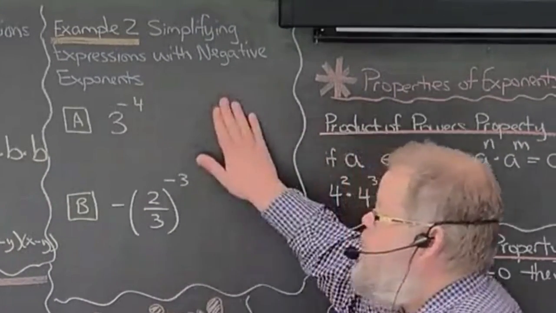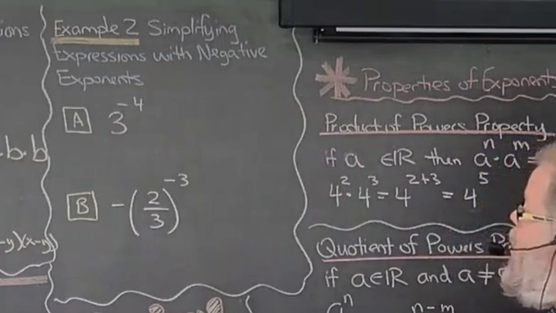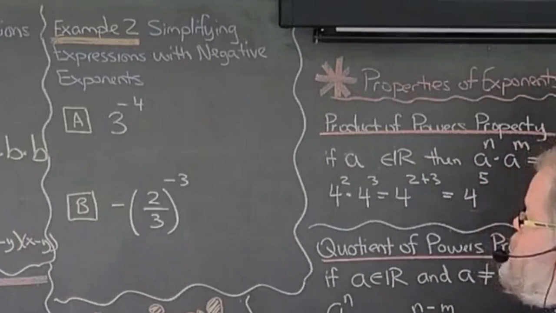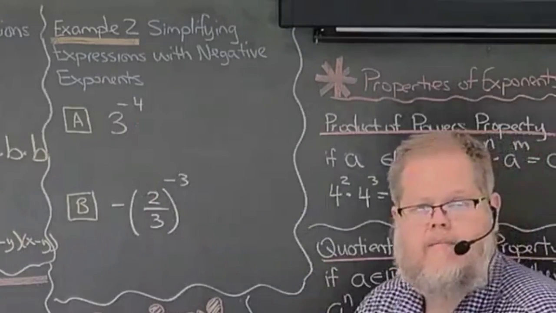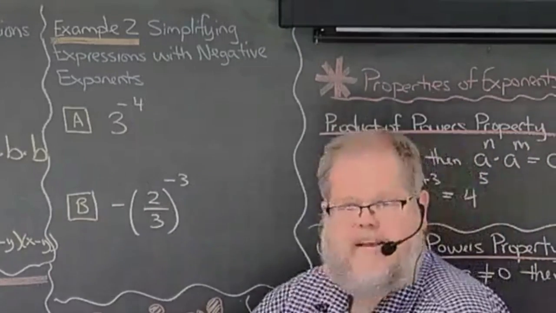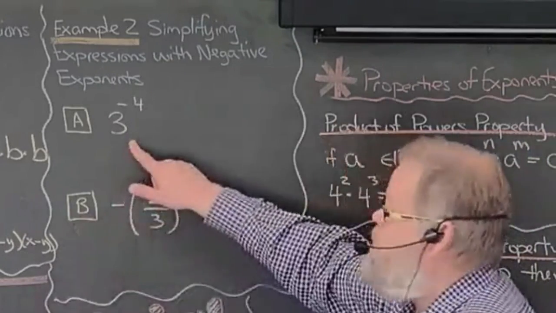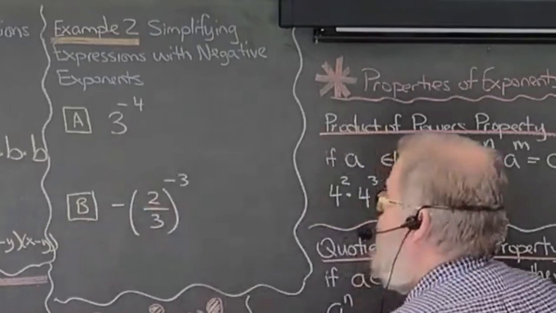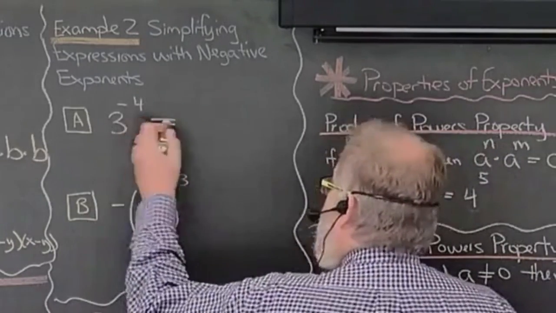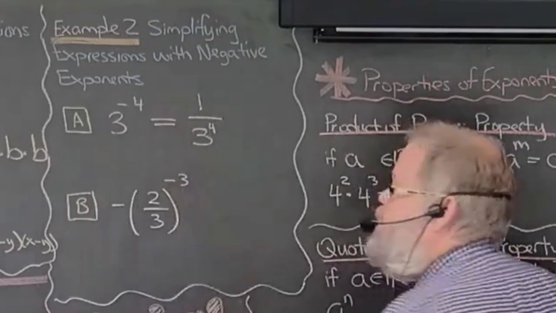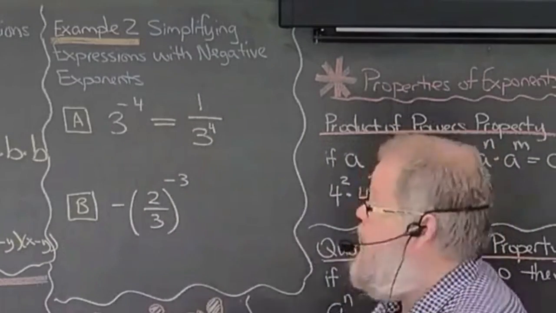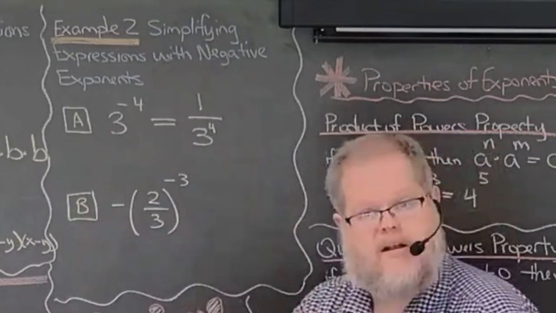So, okay, now we're here in example 2, simplifying expressions with negative exponents. Here I've got 3 to the negative 4 power, so I'm going to use the negative exponent property. I'm going to write the base as a reciprocal. And so the reciprocal of 3 is 1/3, so this becomes 1 over 3 to the 4th power. And it didn't ask me to go any further, so I'm going to leave it as so.